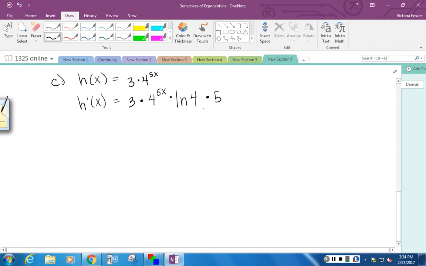And I just really have to watch out. I mean, natural log of 4 is a number unto itself. I can't multiply the 4 and the 5. I cannot multiply to this base 4 here. And so I just really need to be very careful on how I write this.